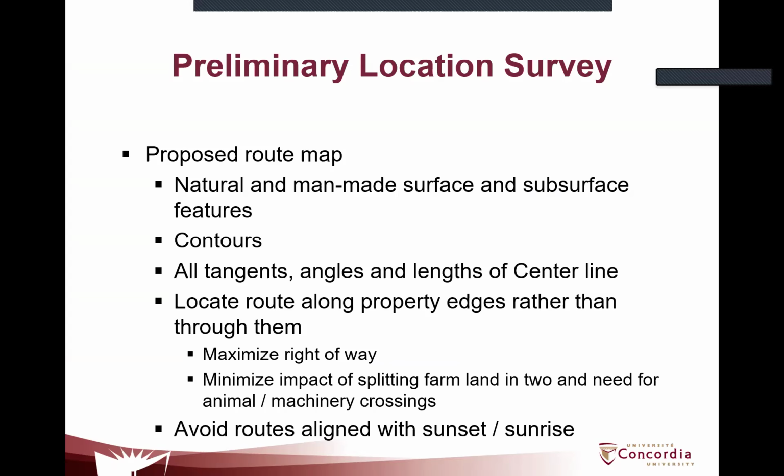Now we're going to propose the route map, and we will consider those contours, and we will consider also natural and man-made features, and we will place tangents with curves. If you remember from the previous lecture where we look at speed profiles, that's what we had. We had tangents, which are straight segments, and we had curves, horizontal curves. So the same is going to happen now, and we're going to give it a try to maximize the right-of-way and minimize the impact of splitting farmland into two, or splitting some protected area where there might be some animals and stuff.